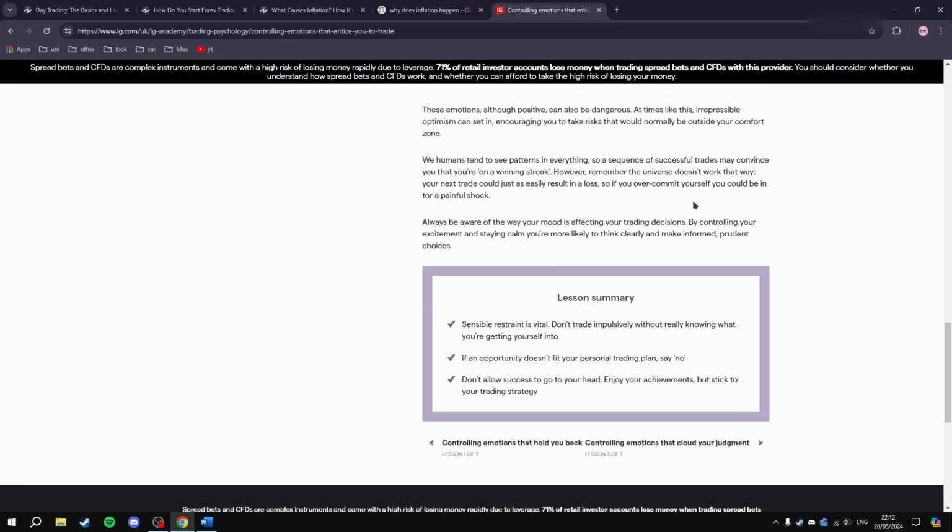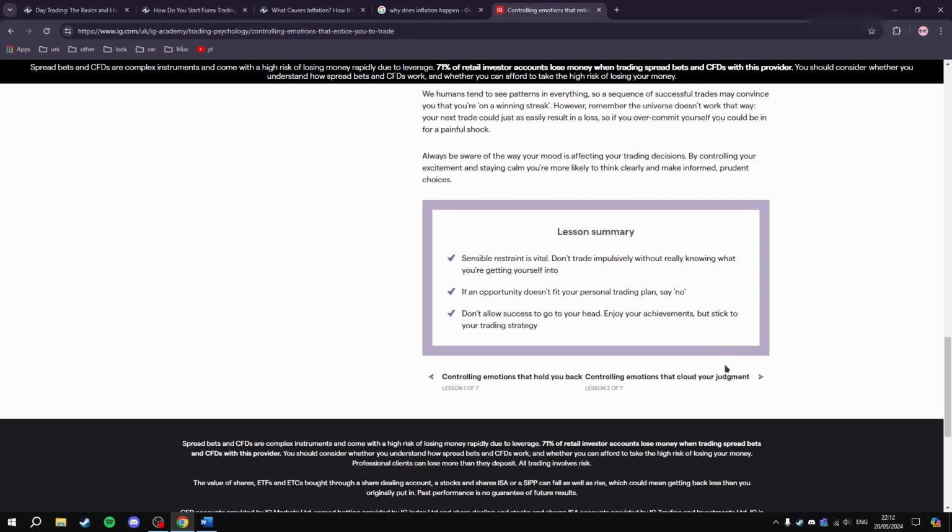Lesson summary. Sensible restraint is vital. Don't trade impulsively without really knowing what you're getting yourself into. If an opportunity doesn't fit your personal trading plan, say no. Don't allow success to go to your head. Enjoy your achievements, but stick to your trading strategy.